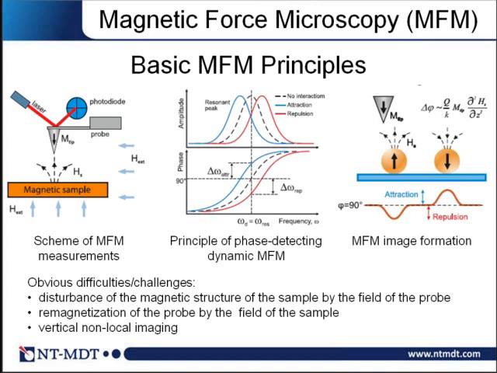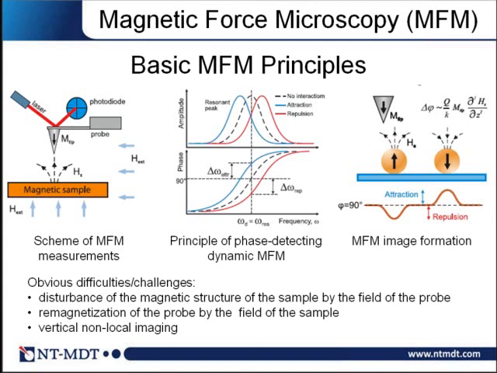The second point is that you can also not only disturb the state, you can easily remagnetize the probe by the sample, or the sample by the probe. In some cases it is a disadvantage, but in some cases it's a real advantage. And we will see today later that in this way you can make magnetic nanolithography.